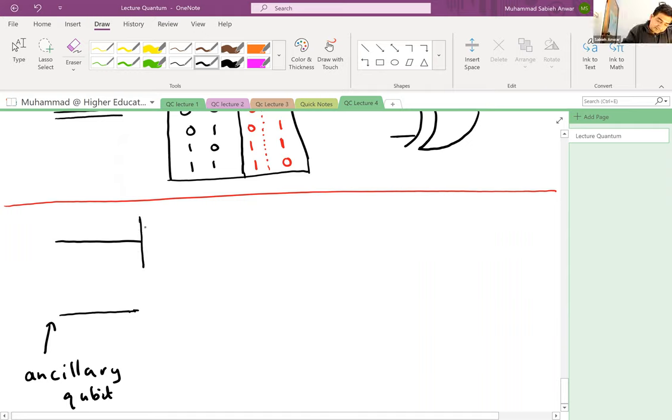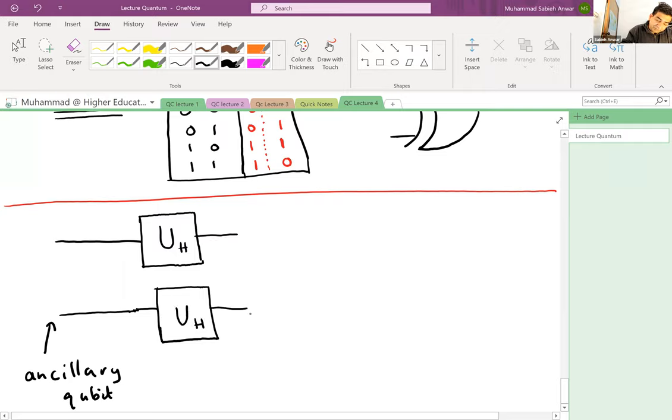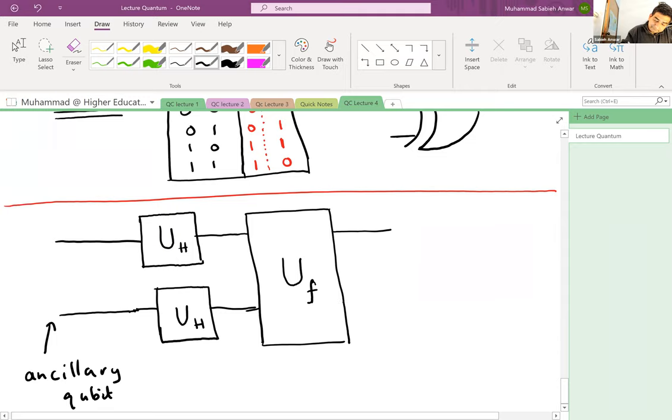All right. Two qubits coming in, and I'll explain everything, so don't worry. And then I have a two qubit gate which acts on both qubits. Let's call this gate UF, and I'll define what this gate does. Okay, so let's go step by step.